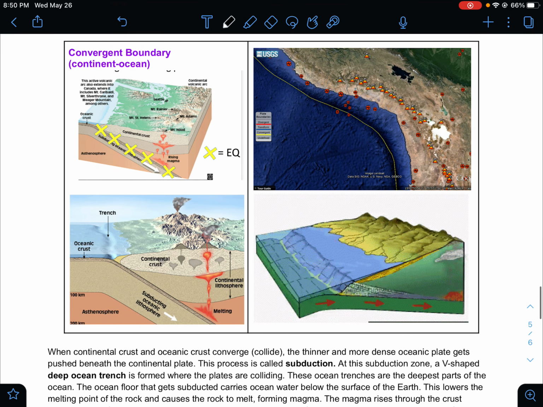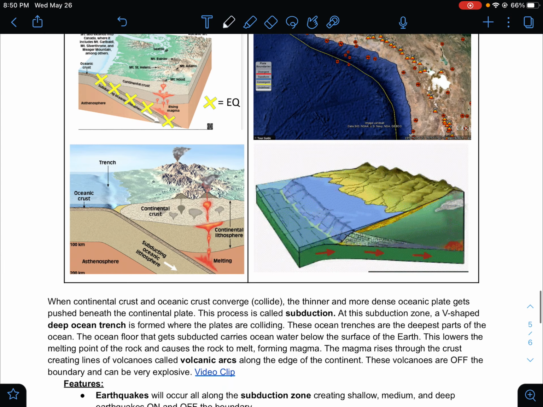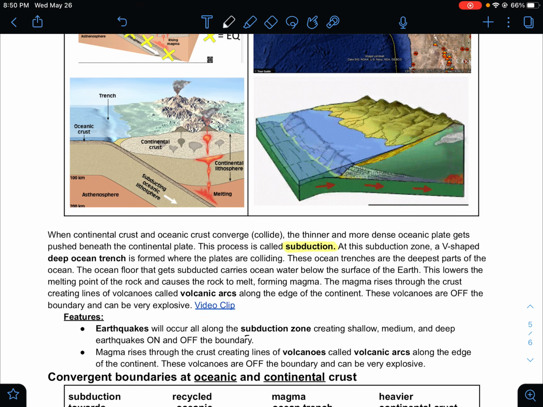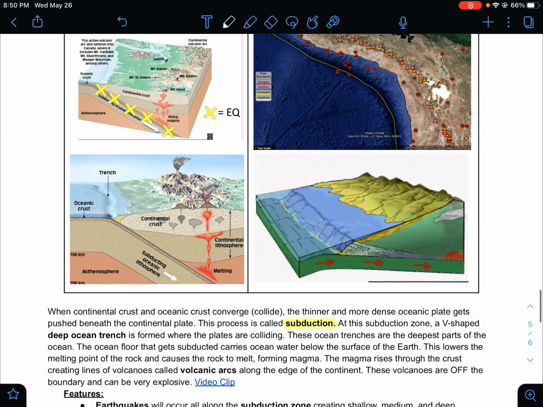All right, so convergent continent-ocean or ocean-continent. We have an oceanic plate crushing into a continental plate. Okay, there's a key thing here that I want to make sure that we all know about and write about. So subduction. We have subduction happening here. So I'm actually going to label where the subduction zone is on this drawing.